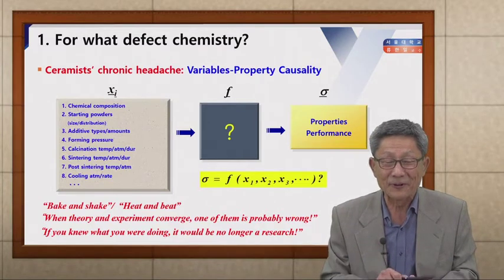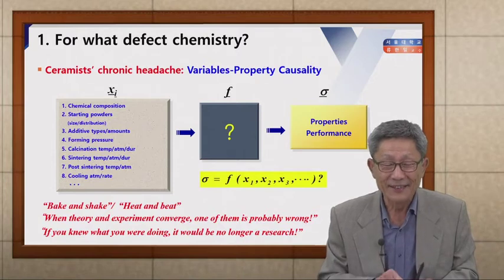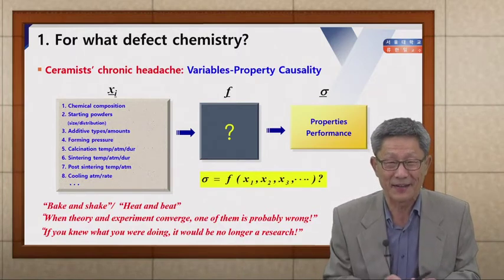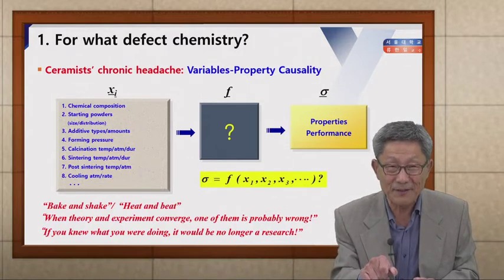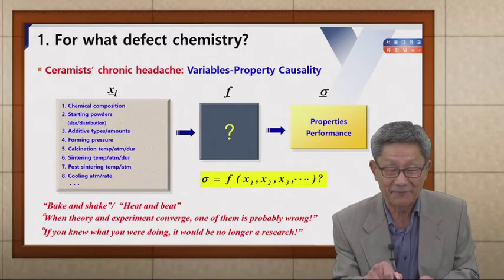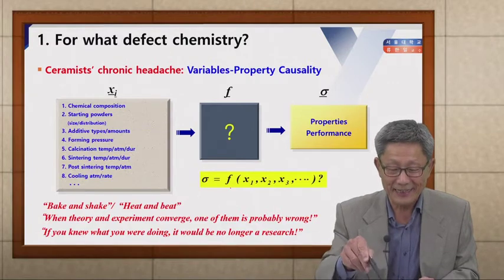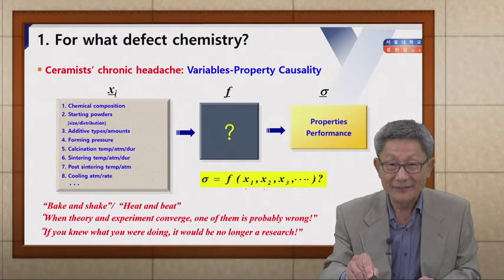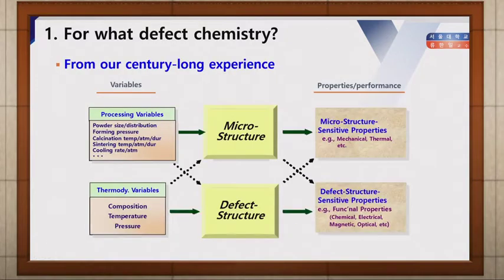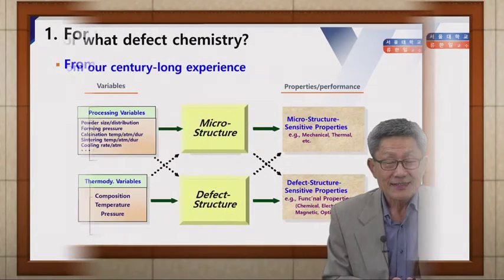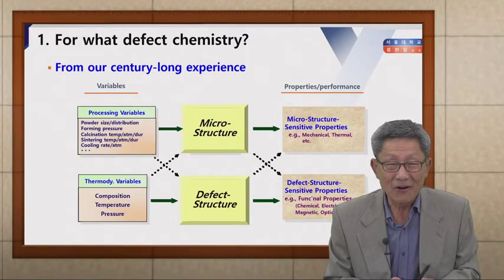Actually, this kind of old saying refers to this black box. We would like to know this black box. Once you know this black box, namely function f, then you see by controlling these variables, you can determine the properties or performance of a device thereof. So is there no hope?